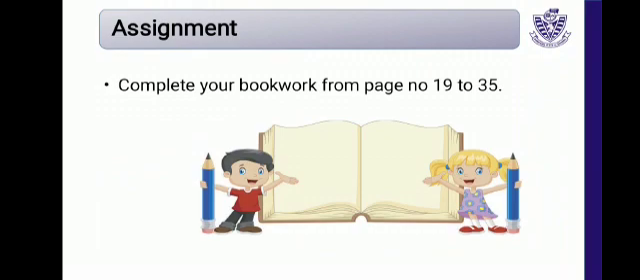Now what you have to do is complete your book work from page number 19 to 35.